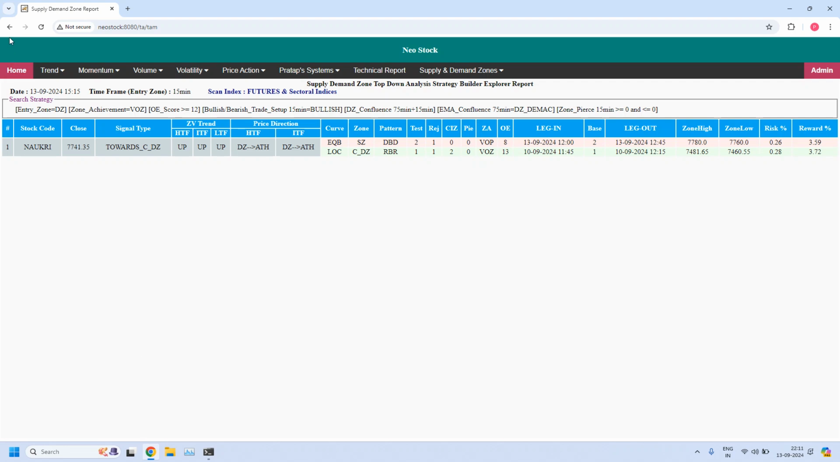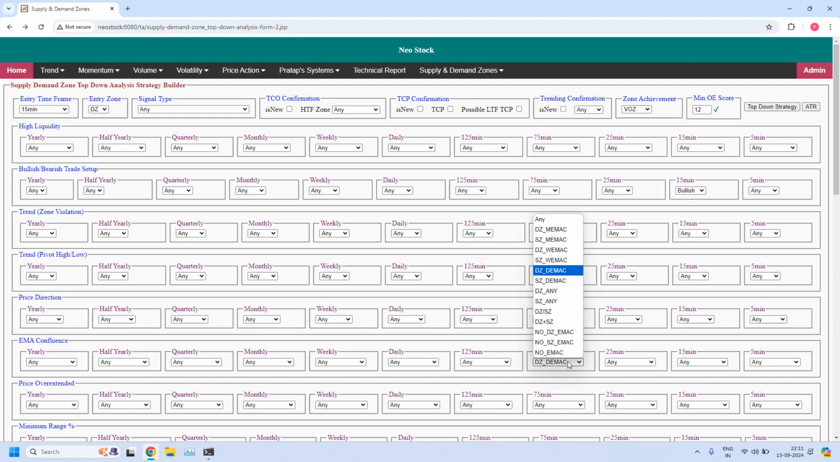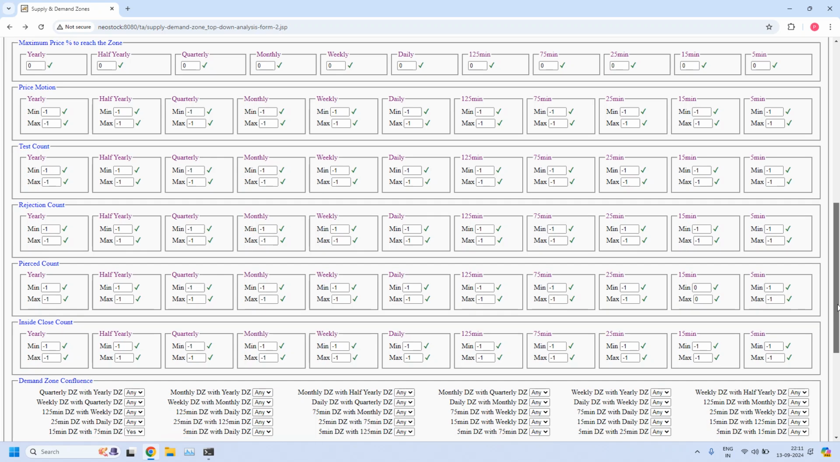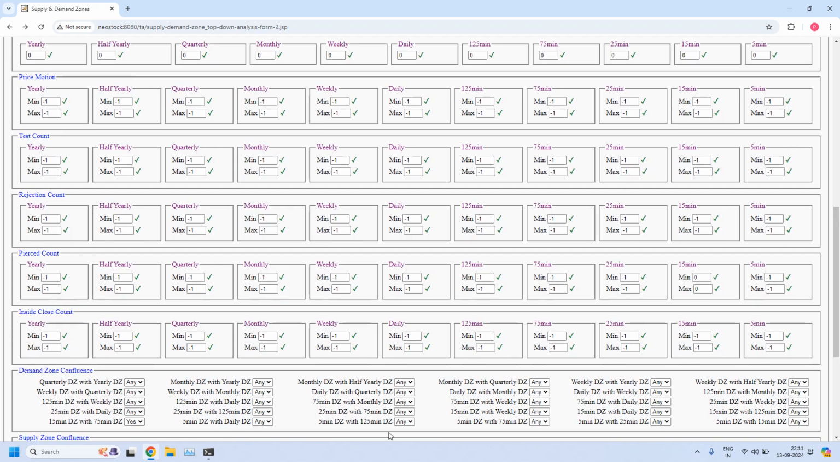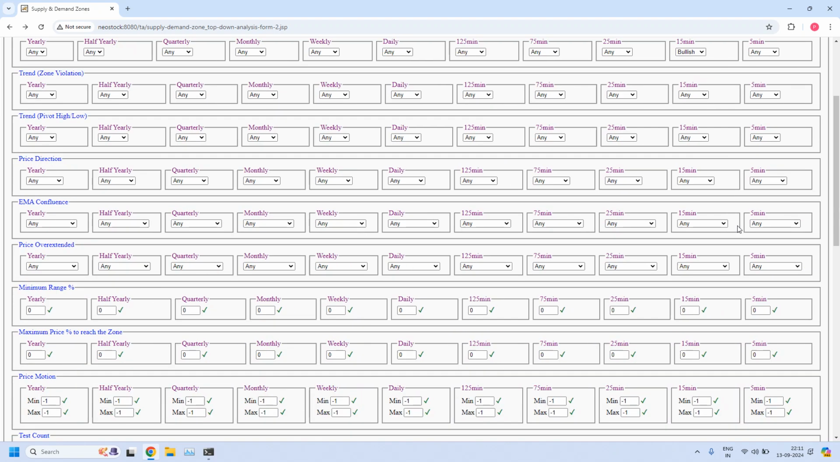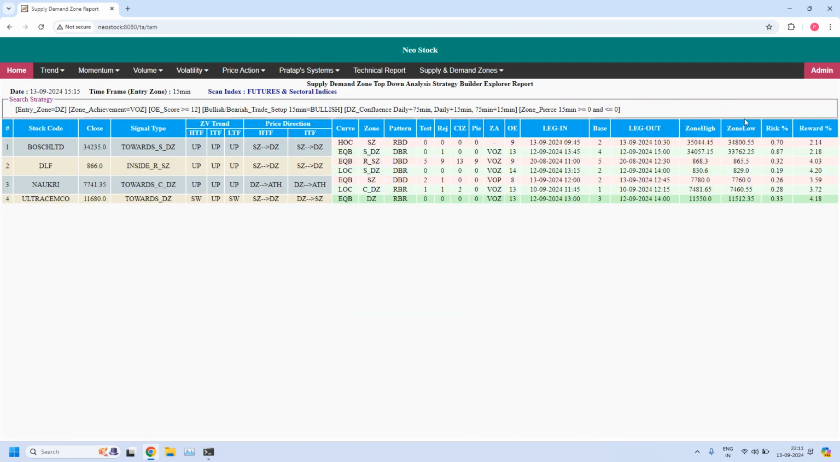Okay, now let's look for LTF, ITF, HTF confluence. I am removing EMA filter. Already LTF, ITF demand zone confluence is enabled. That is 15-75 is enabled. Next 15 minutes demand zone with daily demand zone I am enabling. 75 demand zone and daily demand zone confluence also I am enabling. Now with the LTF, ITF, HTF confluence, 4 stocks are filtered.